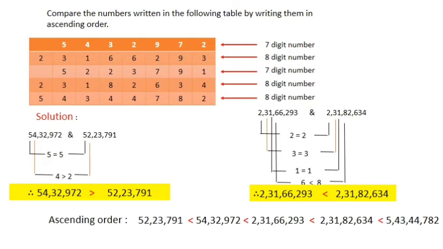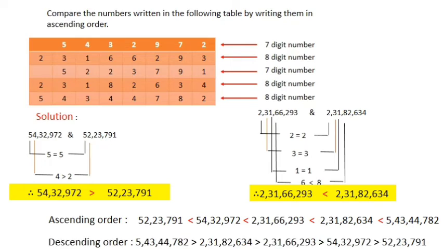Now the same numbers we'll write down in descending order. Descending order means biggest number to smallest number. Out of these, this is the biggest number and this is the smallest number. So we'll write down first this number, then this, then this, then this, and last, the smallest number. Okay students, you have understood how to arrange the given numbers in ascending order and descending order.